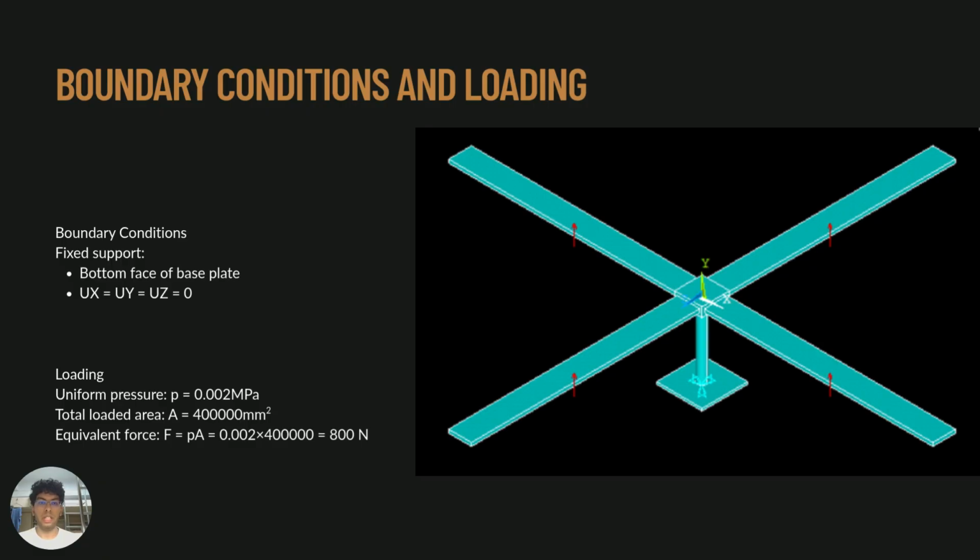Now for the boundary conditions and loading. The bottom face of the base plate was fixed in all translational degrees of freedom, meaning that Ux, Uy, and Uz were constrained to 0. A uniformly distributed pressure of 0.002 megapascal was applied to the rotor blade surfaces to represent a simplified aerodynamic loading condition. The total blade area is 400,000 square millimeters, resulting in an equivalent aerodynamic force of approximately 800 newtons acting on the rotor system.